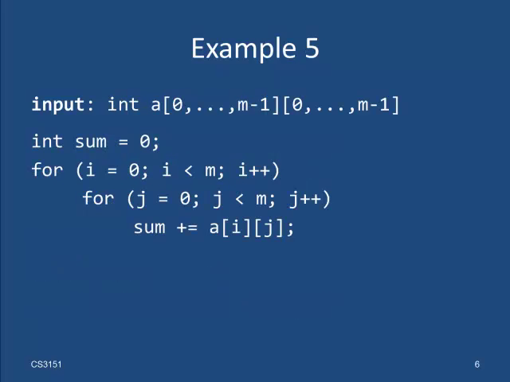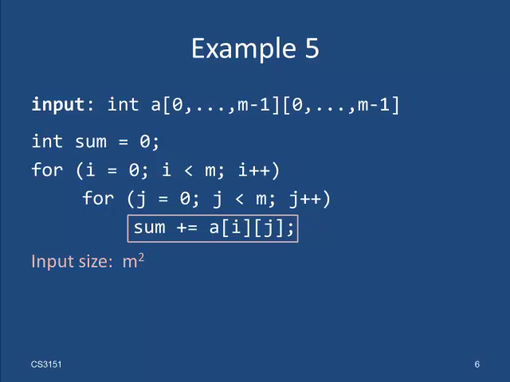The next example is a little tricky because the input is a 2-dimensional array with m times m elements. So the input size is m squared. Now let's do a lazy count of the number of steps. First, the variable sum is set to 0. That is one operation. The inner loop body contains a single instruction and is executed m squared times.